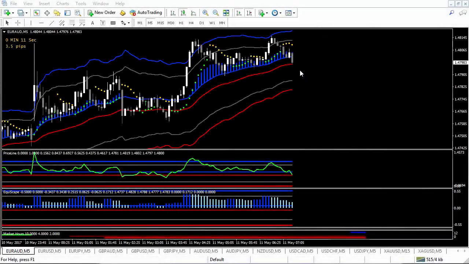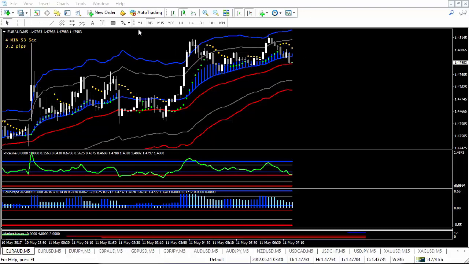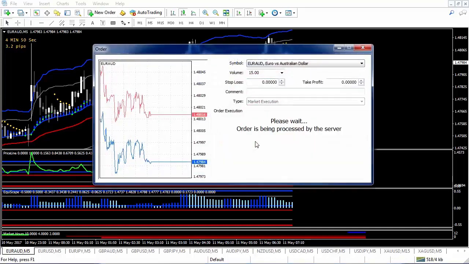In a few seconds here, I'm going to take a short equilibrium trade. This is the EURAUD, and I'm going to get a signal if this candle closes about where it is. It can go up or down a little bit, but if it closes in this area, then I am good for a short trade. So we've got the open of the next candle, and I'm going to sell.